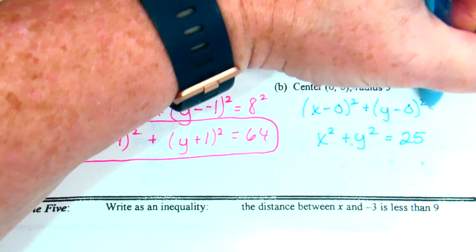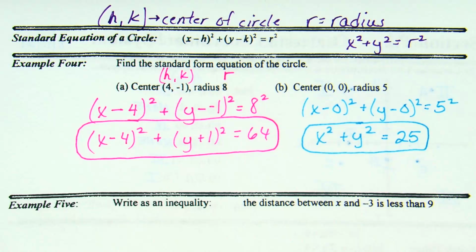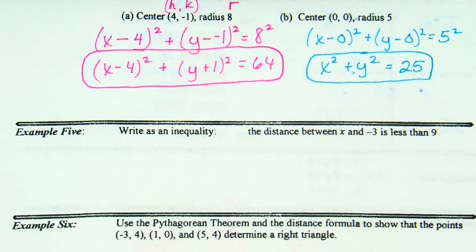Again, just kind of lock this formula in your brain, get familiar with it. I introduced it to calculus, I reintroduced it to calculus, and I'm kind of like, yeah, I kind of remember it. Again, it just randomly pops up. Okay, example 5. Write as an inequality: the distance between x and negative 3 is less than 9.